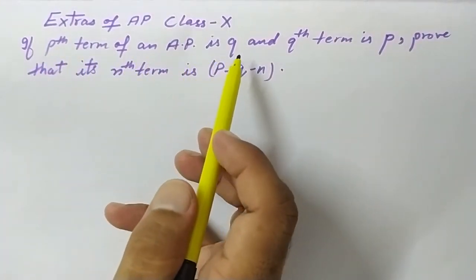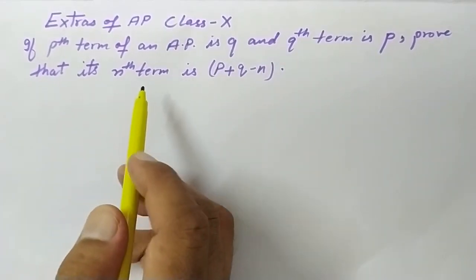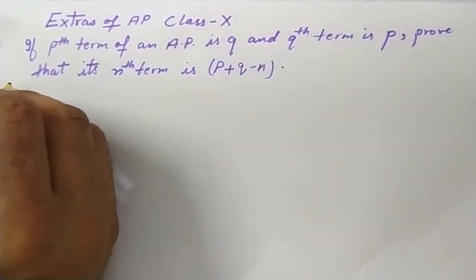Hello students, I brought you this extra question of AP, and this question is, if pth term of an AP is Q and qth term is P, prove that its nth term is P plus Q minus N. So let's see what is given here.